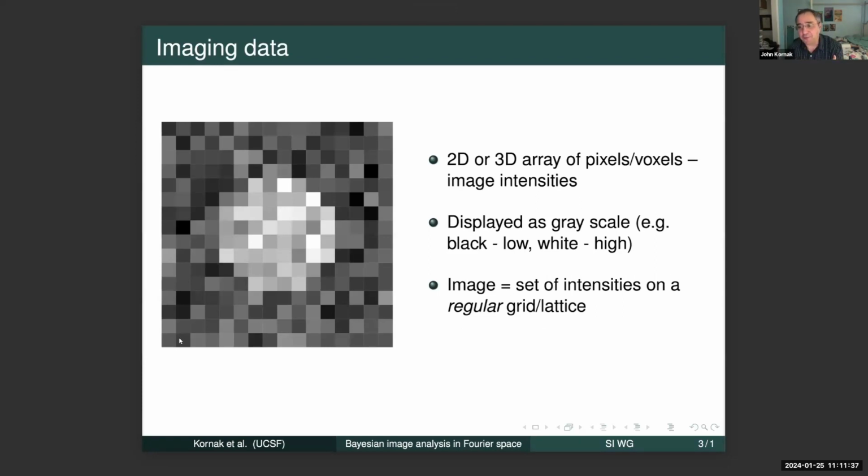So I think you're all familiar with imaging data being on this call, but just to give the perspective of how I'm thinking about the data being laid out, I'm thinking of a 2D or 3D array of pixels, voxels. Actually, everything I talk about will be in 2D, but everything is trivially generalizable to 3D. I'm going to think about images displayed as grayscale, so I'm not working with color here. The grayscale represents intensity, so black will be low intensity and white will be high. And the image itself is the set of these intensities across the lattice when viewed.